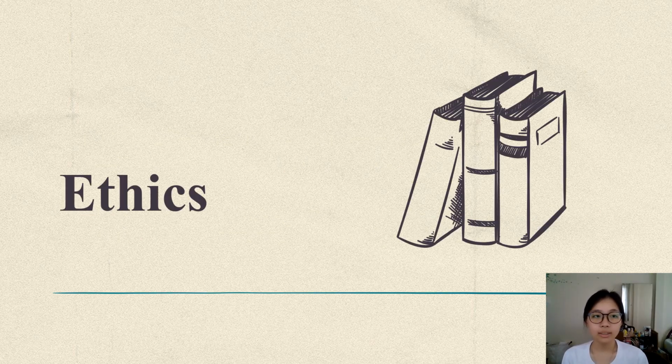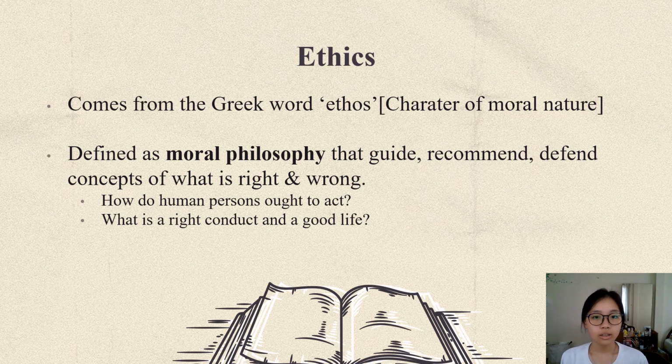Hi, I'm Nikki. Let us talk about what is ethics. Ethics comes from the Greek word ethos. It means character or moral nature. Ethics is defined as moral philosophy that guides, recommends, and defends concepts of what is right and wrong. It is a branch of philosophy concerned with the question of how human persons ought to act, what is the right conduct, and a good life.